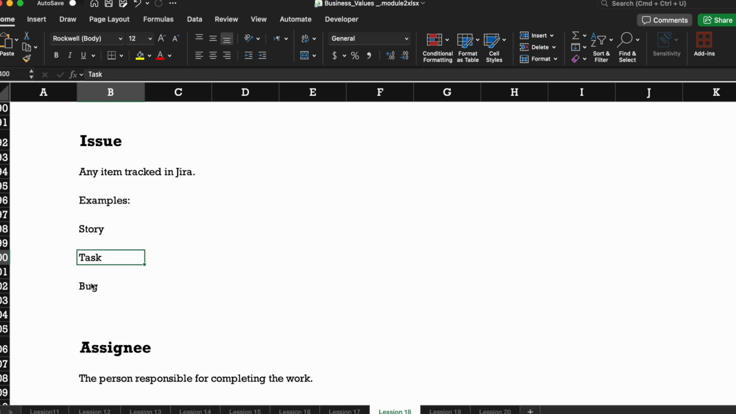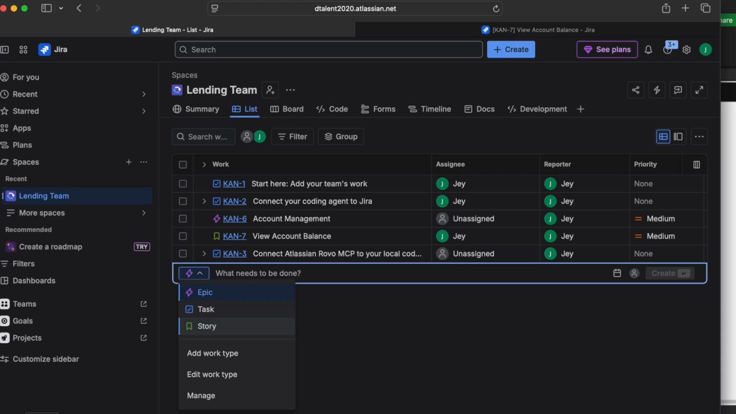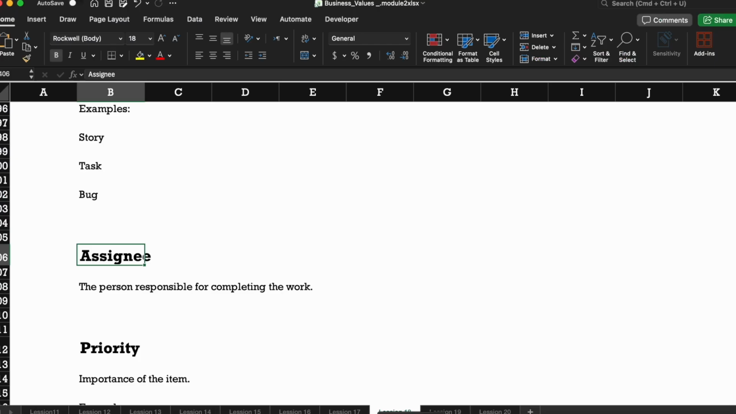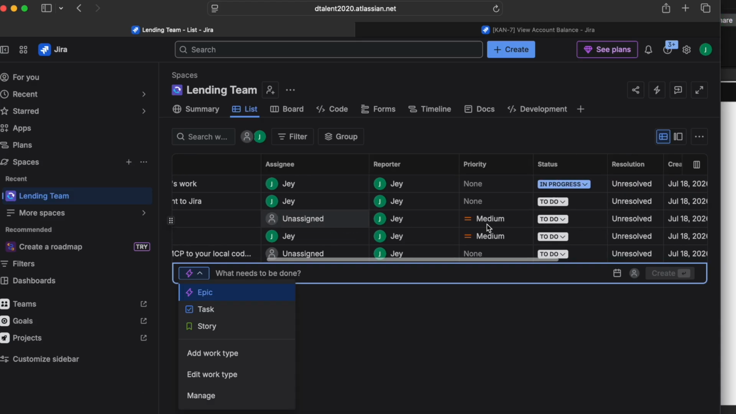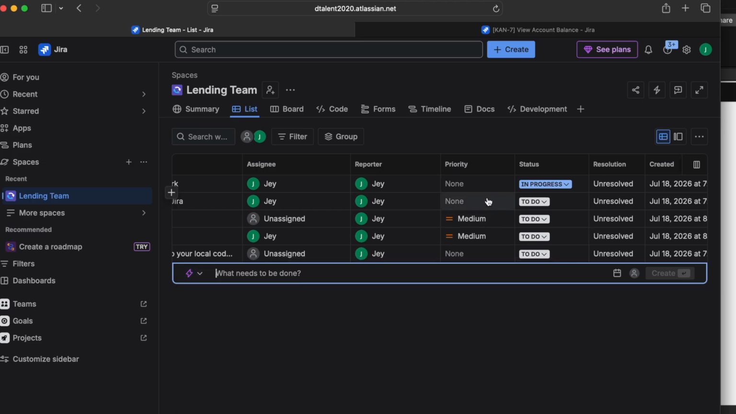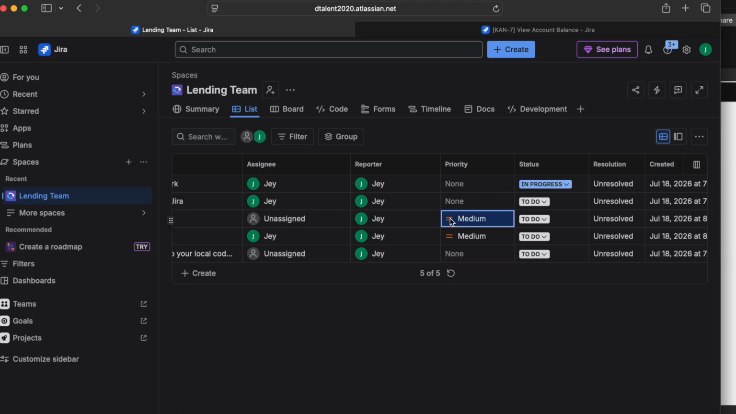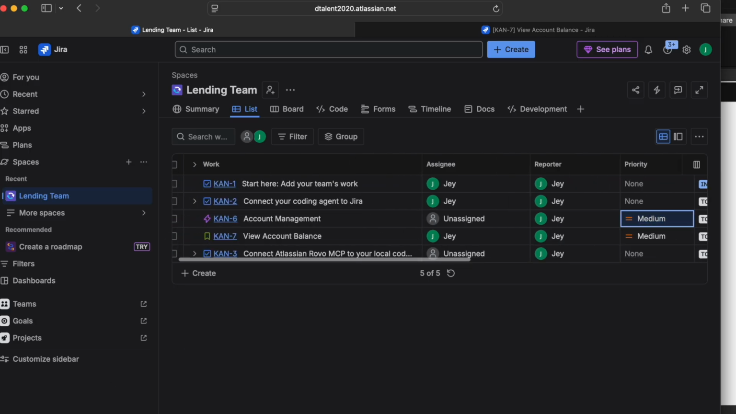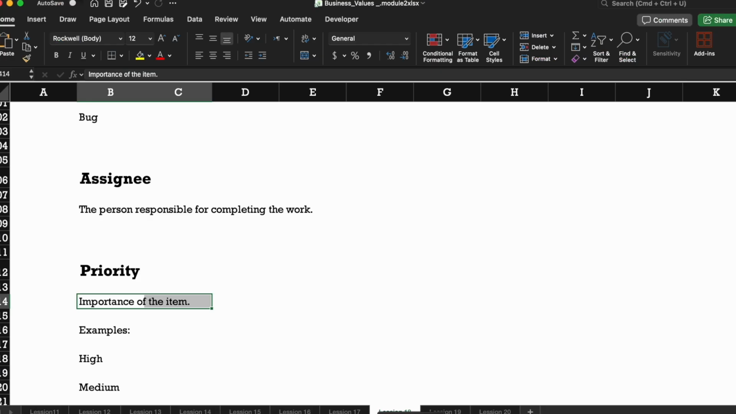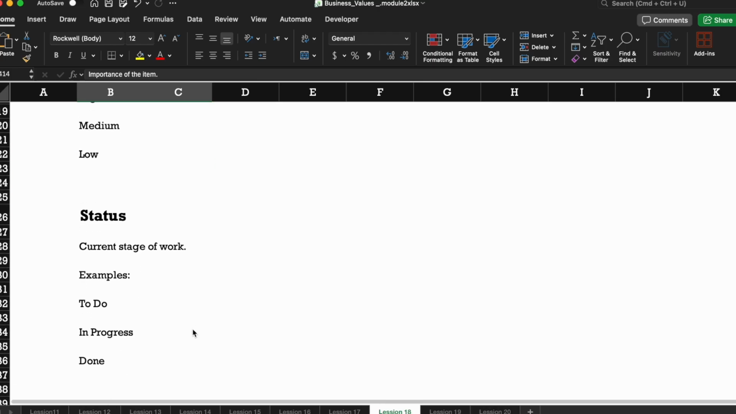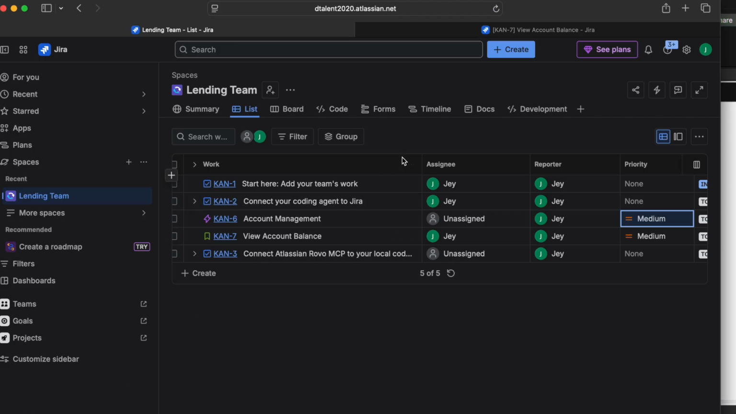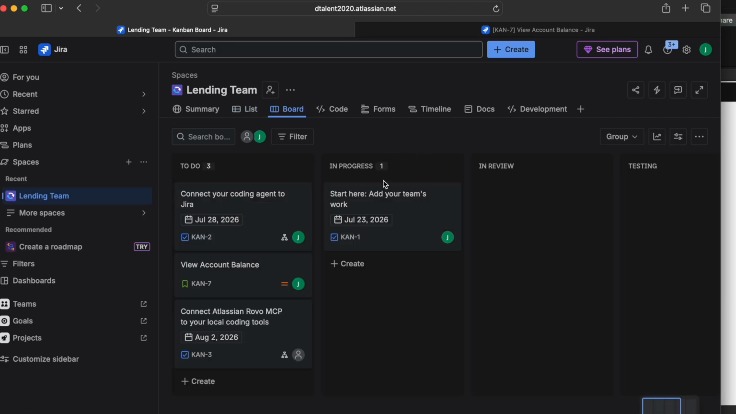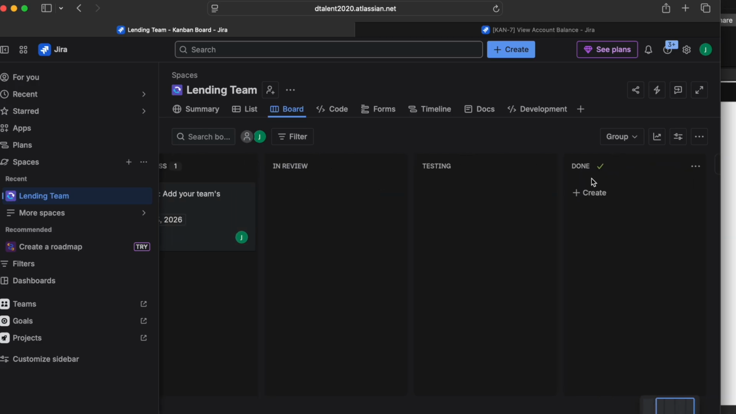Story, task, bug, assignee. So you see we can assign this one to different people. Priority, the importance of the item. You see the priority here, different priorities: medium, low, high. Status, the current stage, for example, to do, in progress, done. So you have seen the board: to do, in progress, done.